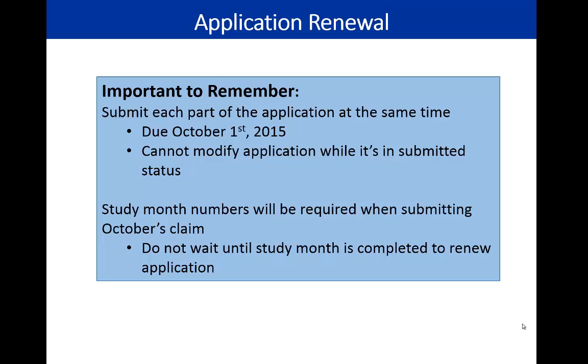And remember that when the application parts are in the submitted status, like we just saw on the last screen, you cannot go in and modify the application. If there's something that you need to modify, contact your program specialist and she will help you do that. Also remember that study month numbers will be required when submitting October's claim. So that won't be until the beginning of November. Do not wait until the study month is completed to renew your application. Because remember, the application is due October 1st.